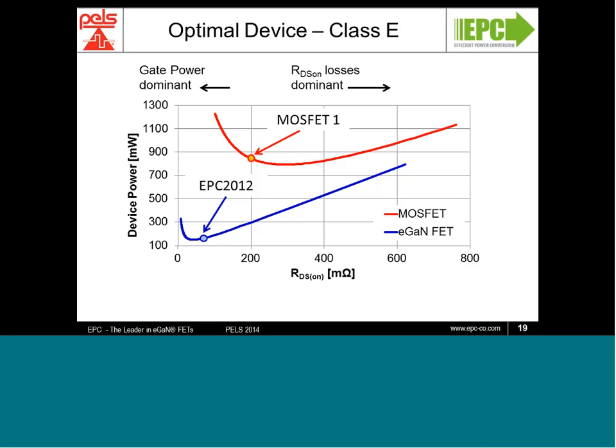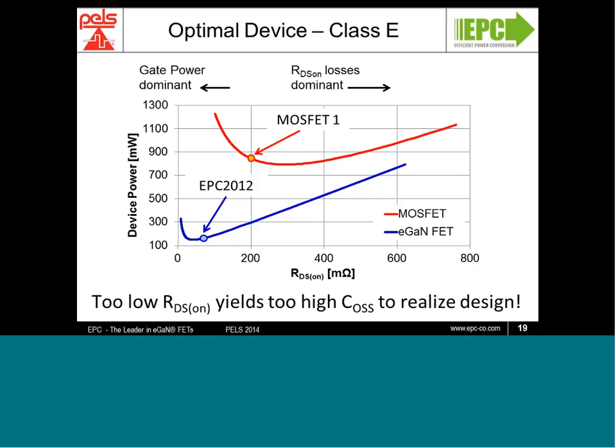But as we will see later on through experimental verification, that is not entirely true, because this figure of merit, as I mentioned before, does not take into account the output capacitances. And pushing that point further down to optimize the losses themselves pushes it into the area where the circuit cannot be realized over a wide operating load range. So too low RDS on yields too high output capacitance to realize the design, and that's probably true for the MOSFET as well.